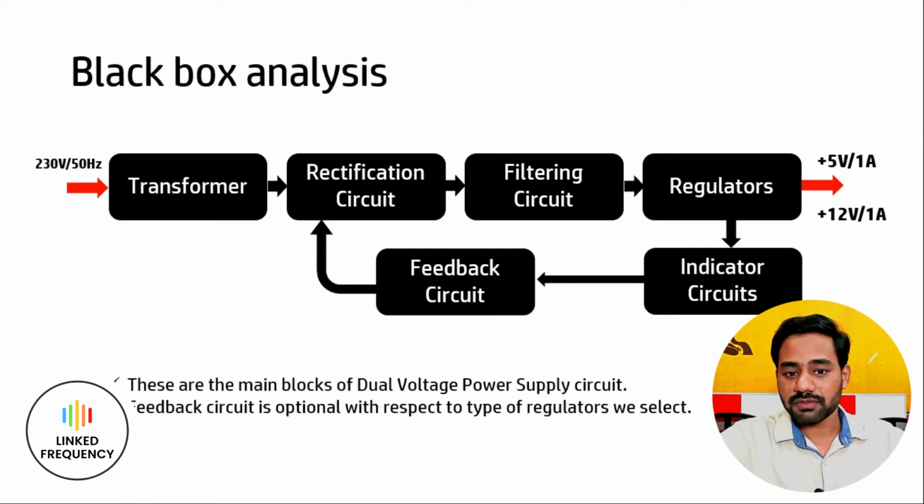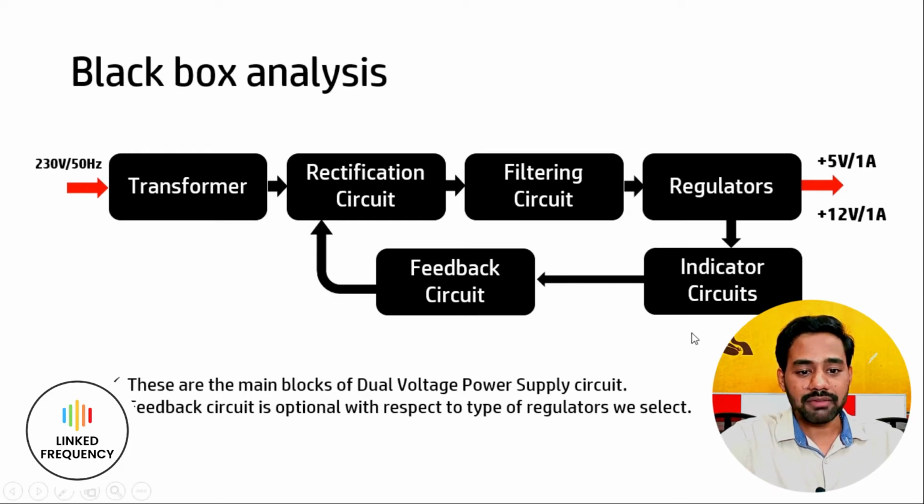We are expecting a plus 5 volt 1 ampere DC output. Along with that, we are expecting a 12 volt 1 ampere output in this entire circuit. As we said, it is a dual voltage power supply. Both voltages should be available at the same time. That is the goal of this entire product, the bare minimum requirement or objective.